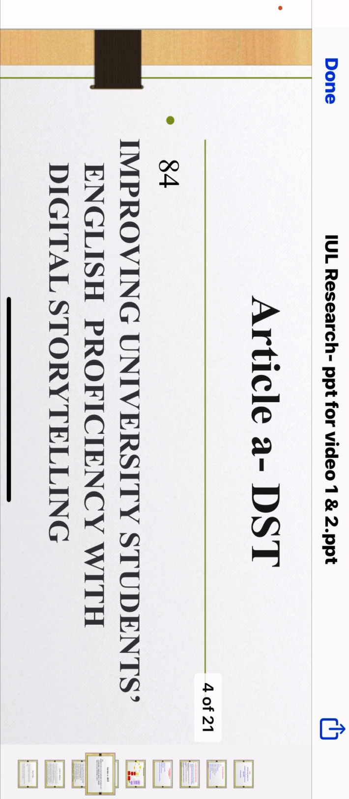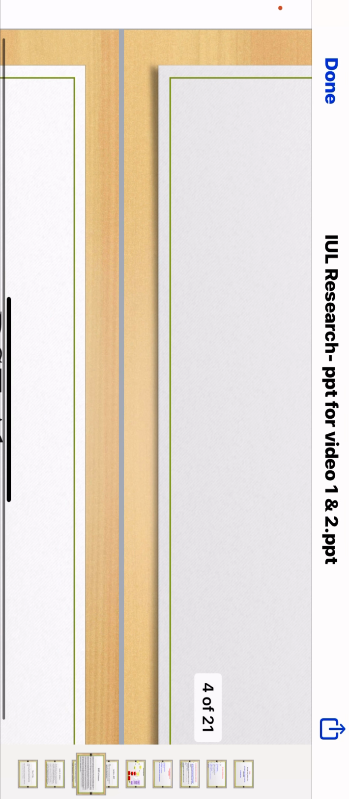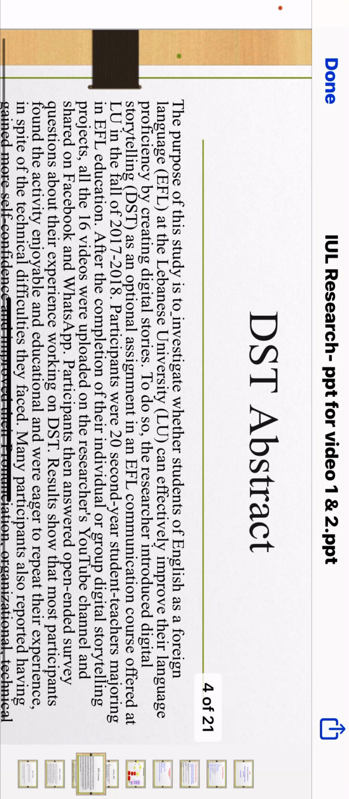So digital storytelling in here is used as an intervention, trying to find out whether it's improving. So basically when we talk improving, it means the results showed that digital storytelling did improve these students' English proficiency. And we specify these are at the university level. University students. Now, let's look at the abstract.